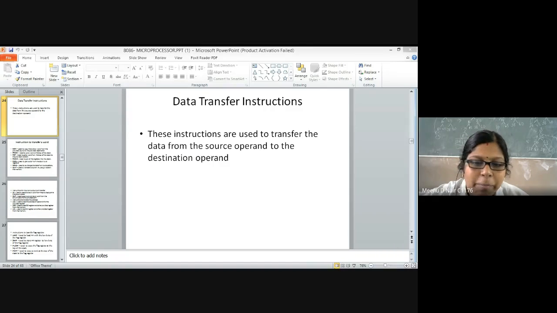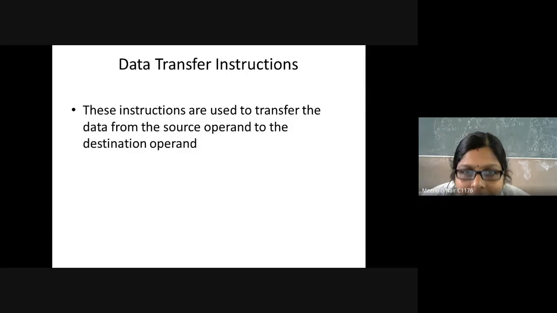A variable on which operations can be done. Okay, so we will see what is operand, right? The instructions which are used to transfer the data from source operand to the destination operand. So you have some data, and you need to transfer the data. It can be anything. It can be data in the register or the direct data, whatever it may be. You can transfer from one location to another location. For that purpose, you are using the data transfer instruction.